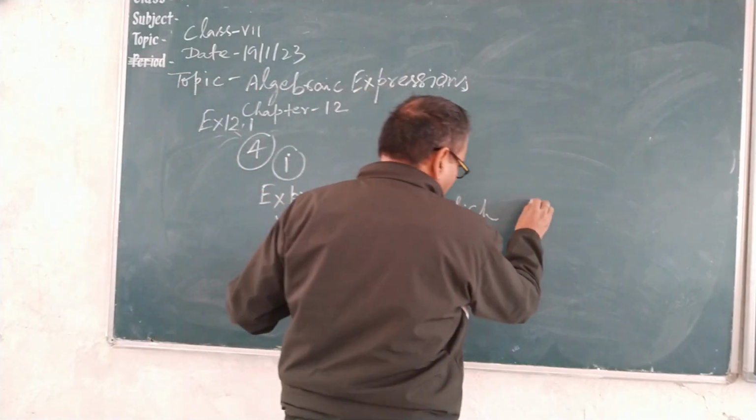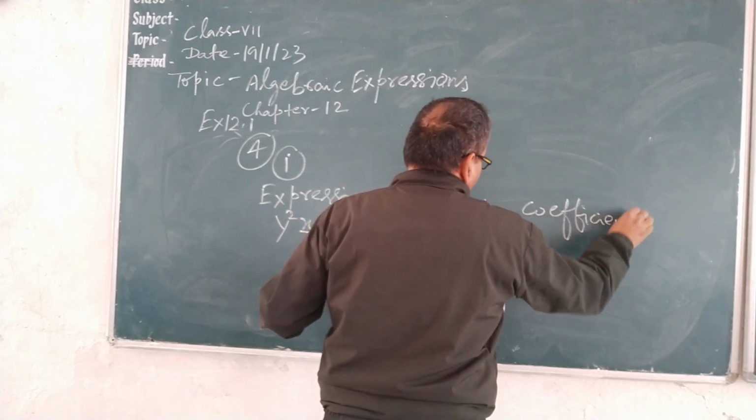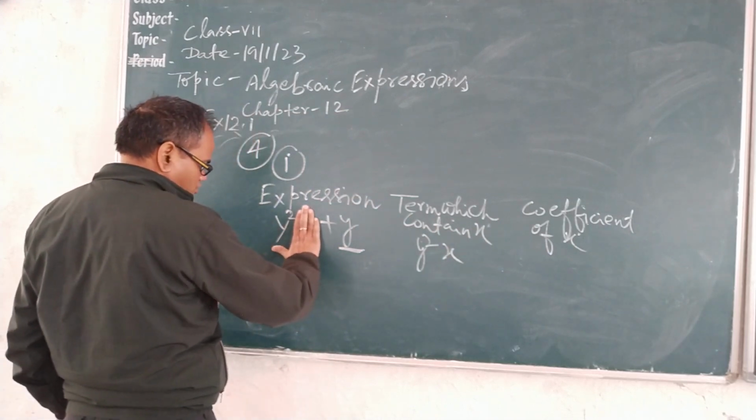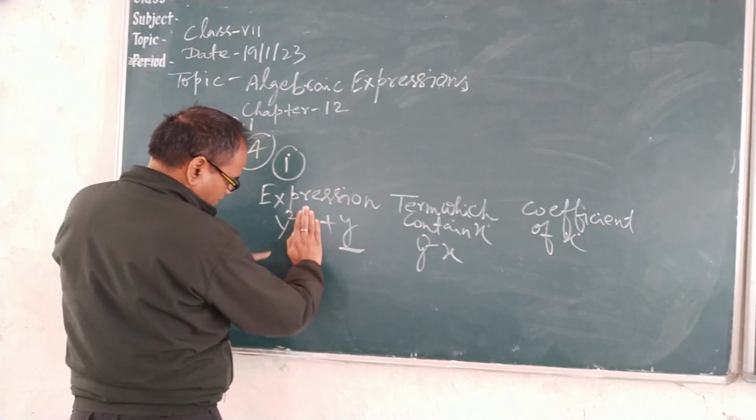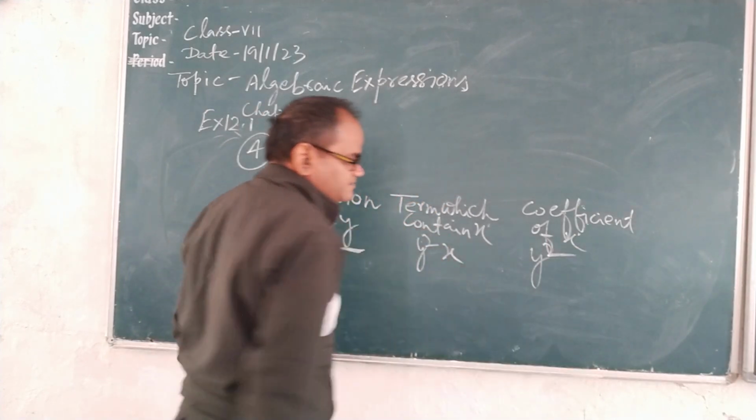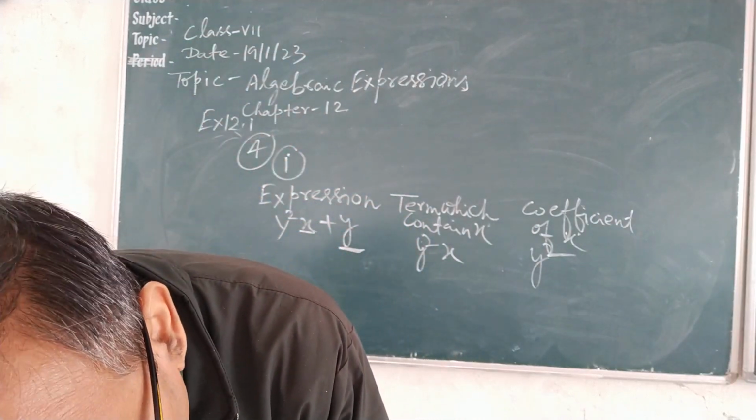Now, the coefficient is the coefficient of x. And now you can see, look here, just keep your hand like this. What is remaining here? Y square. The coefficient of x is y square. Coefficient of x is y square. Now one more question. Look here.